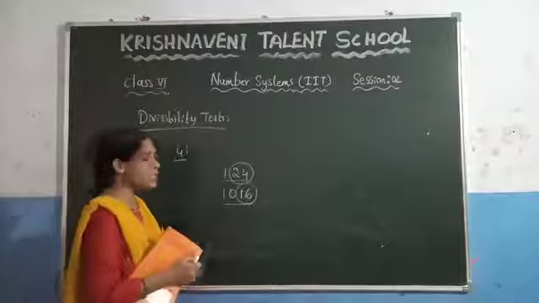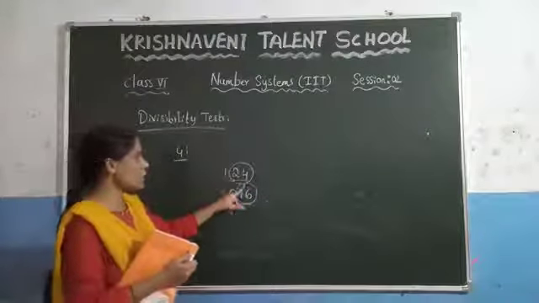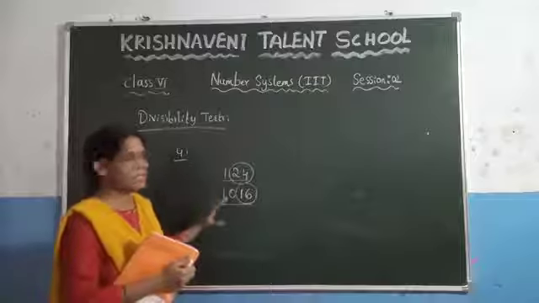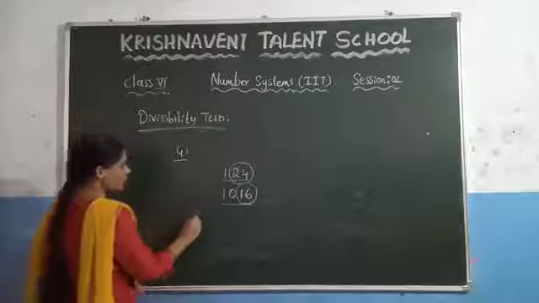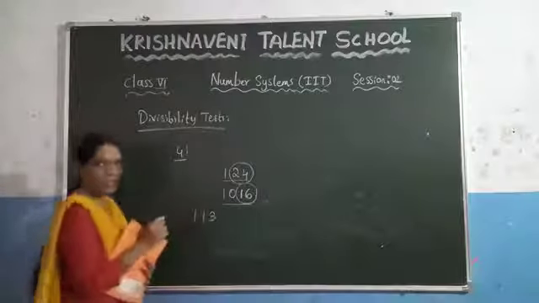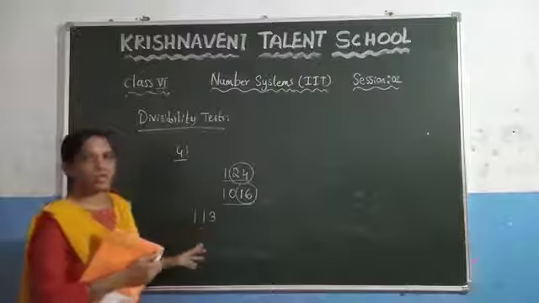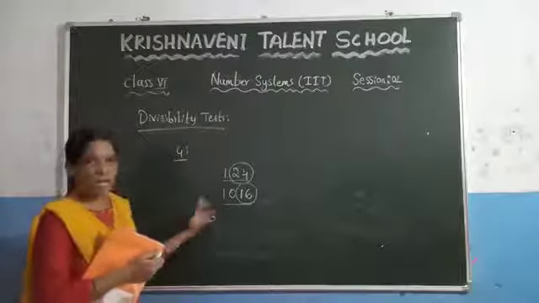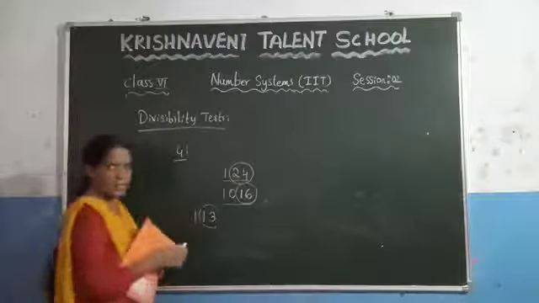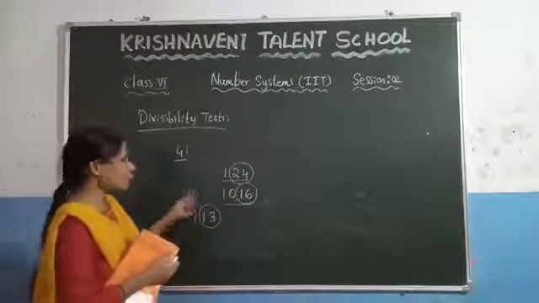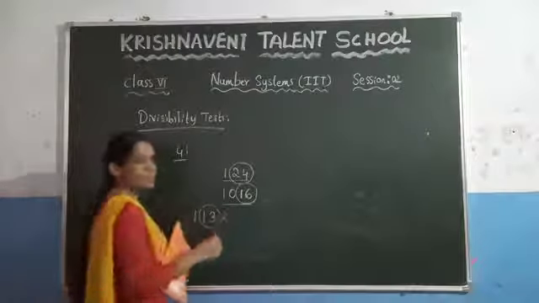What we need to do is just check the last two digits of a number. If the last two digits of a number are divisible by 4, we can say that the given number is divisible by 4. Let us consider one more example, 113. To find whether this number is divisible by 4, we check the last two digits, which are 13. And we know that 13 is not divisible by 4. So we can say that 113 is not divisible by 4.